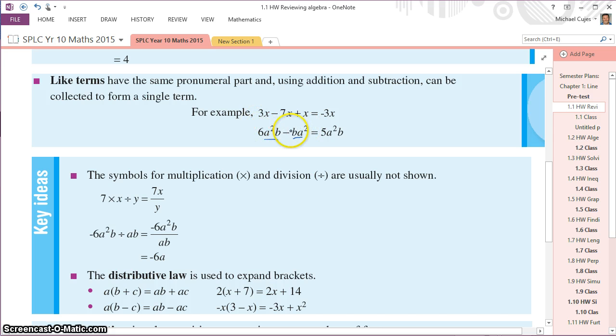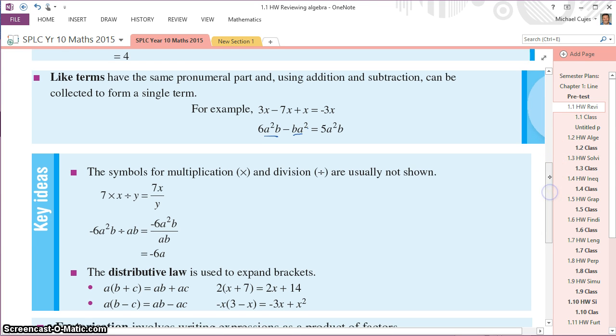So if I have 6 of them and I subtract one of them, I have 5 of them left over. So what was that golden rule of algebra? In any algebraic expression, you can only add or subtract like terms, that is, terms with exactly the same pronumeral form. If you're in my class, I'll be testing you on it. Make sure you know it.